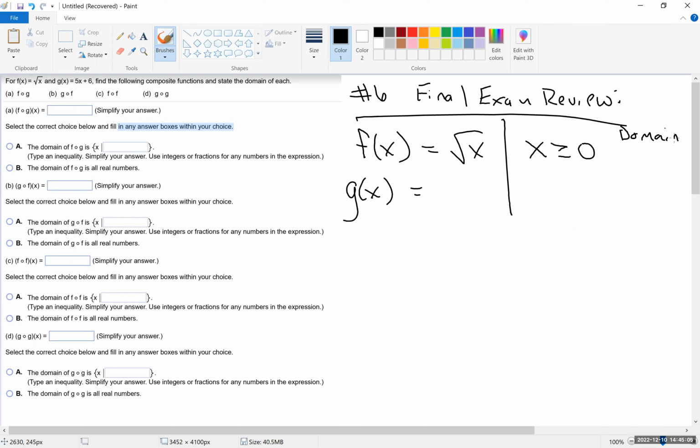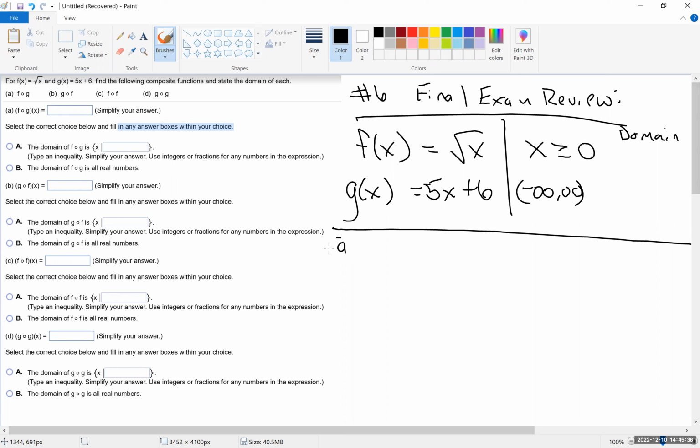g of x is equal to 5x plus 6. In g of x, there are no problems. There is no square root and there is no division by x. And now that we know about logarithms, there is no logarithm. So there are no problems with the domain. So negative infinity to infinity is our domain. So we have no problems with the domain of g of x. It's always good to think about what the domain is ahead of time.